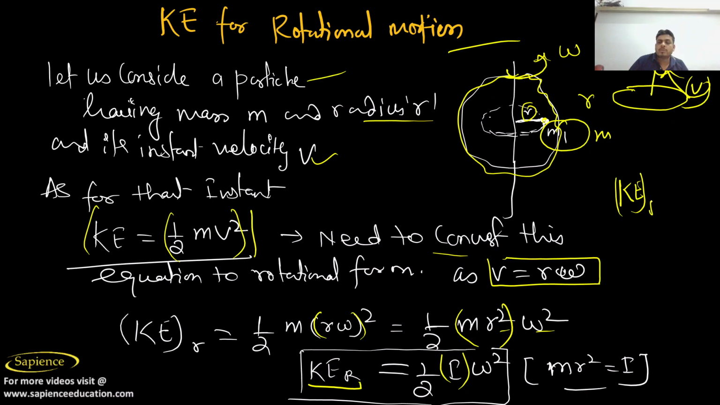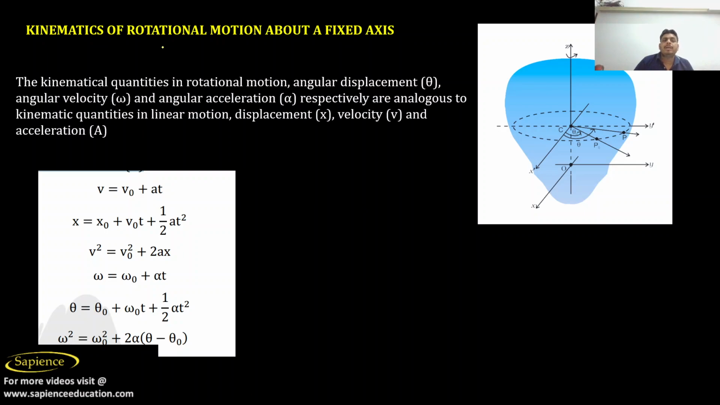Kinetic energy in case of rotation is equal to half, in place of mass you change inertia, into omega square, that is angular velocity. So this is very important. So I hope you have understood now how to convert the kinetic energy of rotational motion from the linear one. Okay. Now kinematics of rotation.